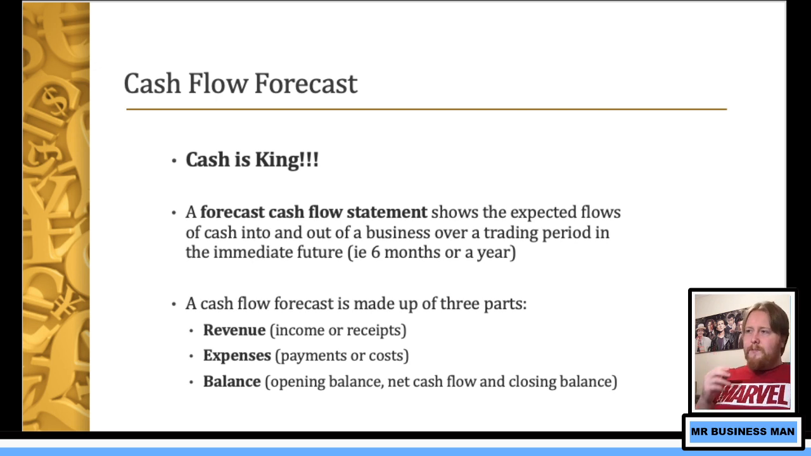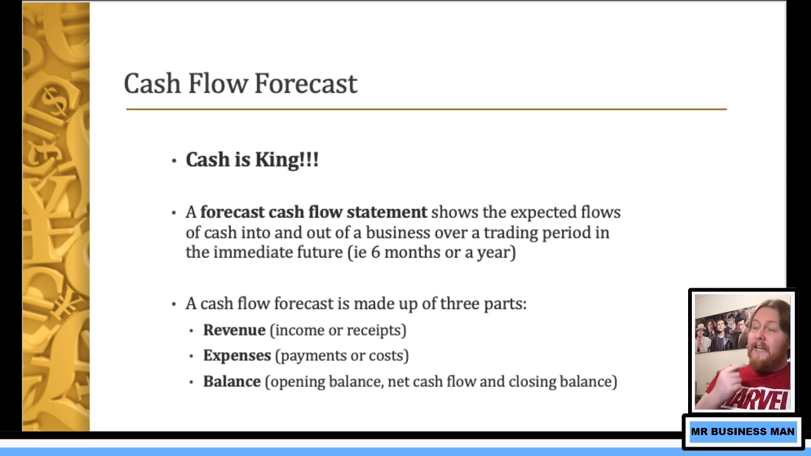A cash flow forecast is made up of 3 parts. We've got revenues. Remember, revenue is not the same as cash. It's not the same as profit. It's not the same as money. We hate the word money. We don't use the word money because that's not what we mean. We mean revenue. We mean profit. We mean cash. What it is you're actually talking about should dictate the word that you use. Remember that. Keep telling yourself that. Kick yourself if you say money.